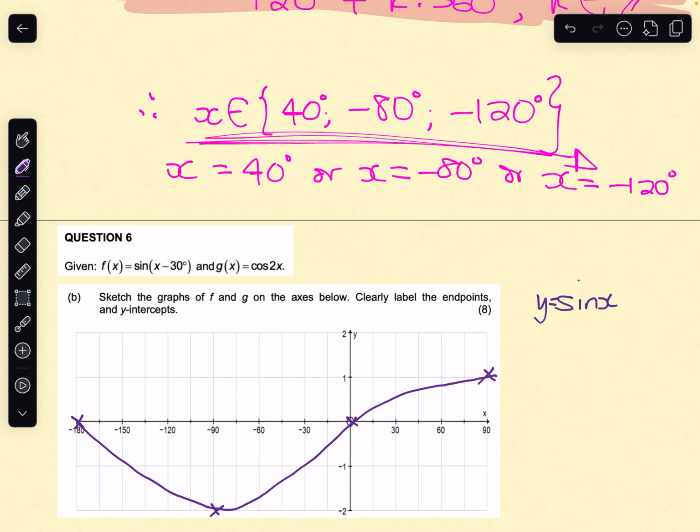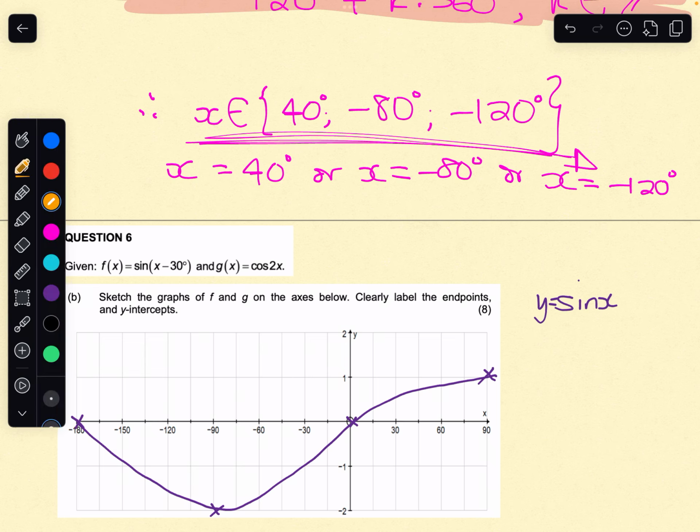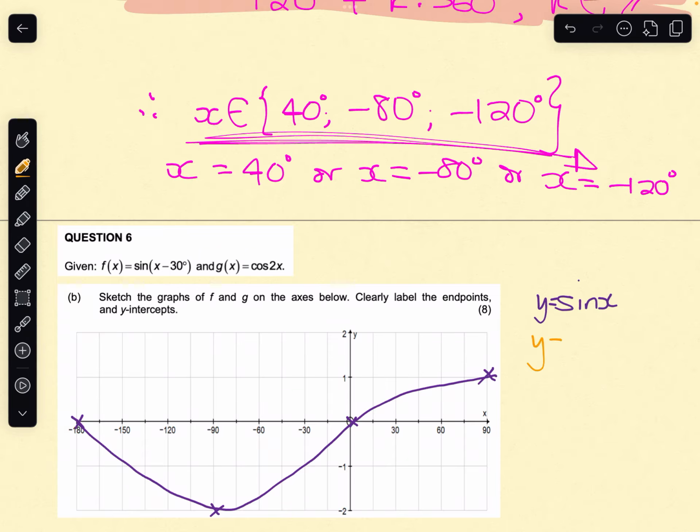So now we want the graph of y is equal to sine of x minus 30, which would be, as discussed, everything is delayed by 30 units. So this x-intercept would happen here now. This little dip would happen 30 units later at negative 60. This x-intercept would now move to 30, and then this one would move out of view to 120.